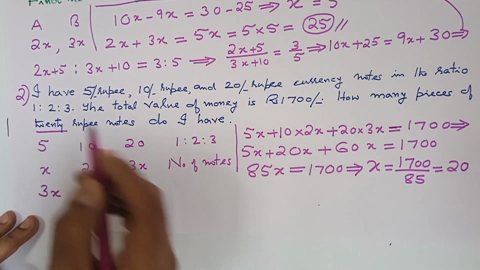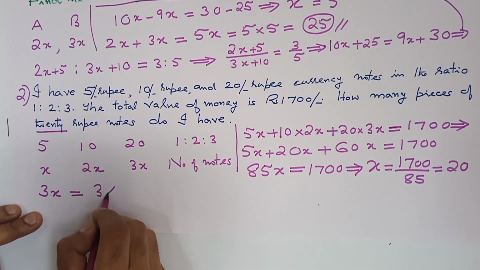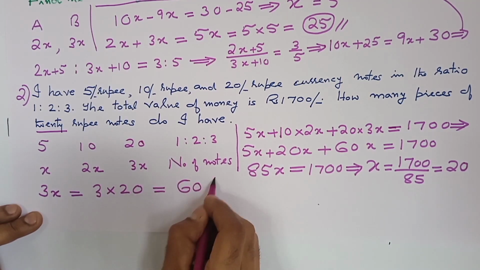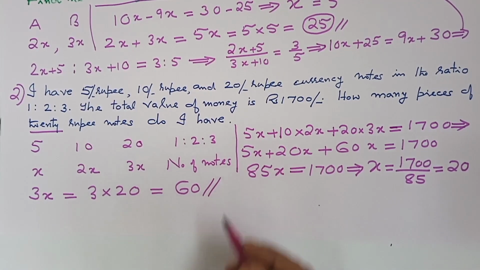See, 20 rupee currency notes. So that is 3x. X is found to be 20. So 3 into 20, 60. So 60 is the number of 20 rupee currency notes that I have.